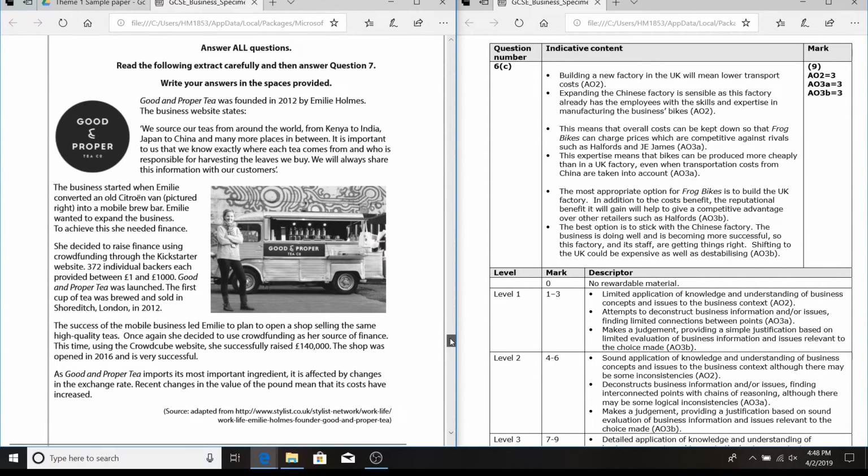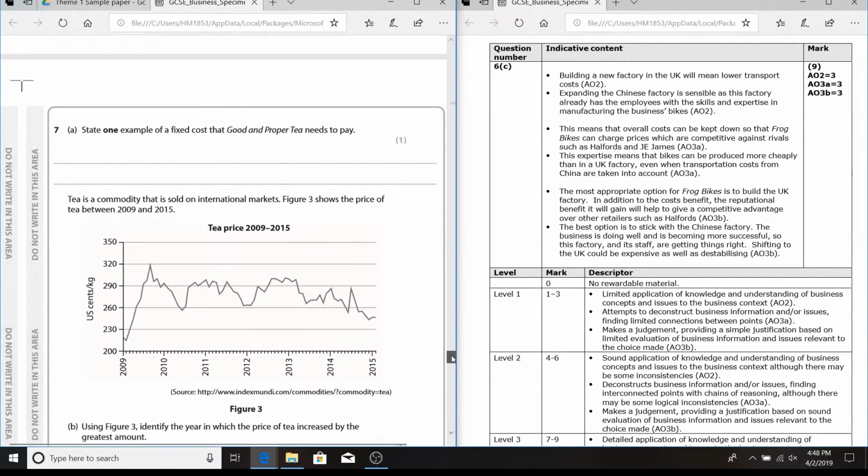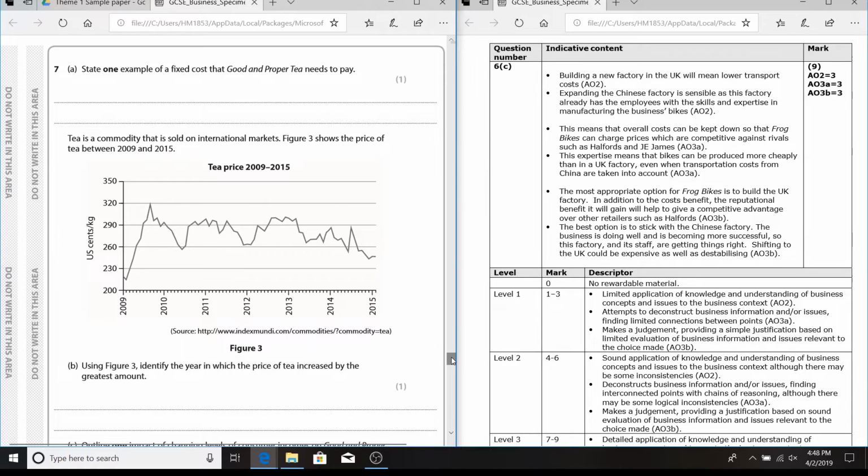So next one, okay, right, so good and proper T. We got another case study. Again, don't make that mistake though of just reading the case study, okay? Go straight into these because you get short answer questions and you don't need to read the case study yet, okay? Really. State one example of a fixed cost that good and proper T needs to pay.